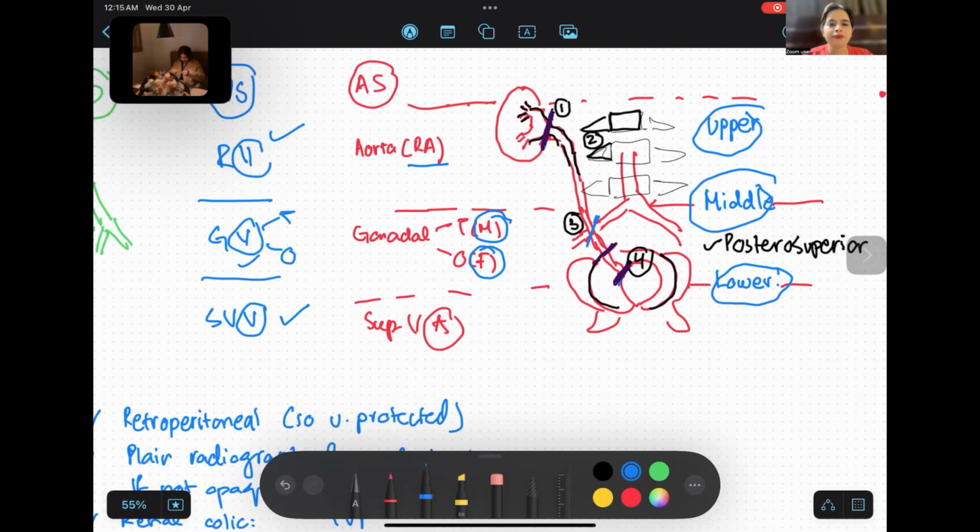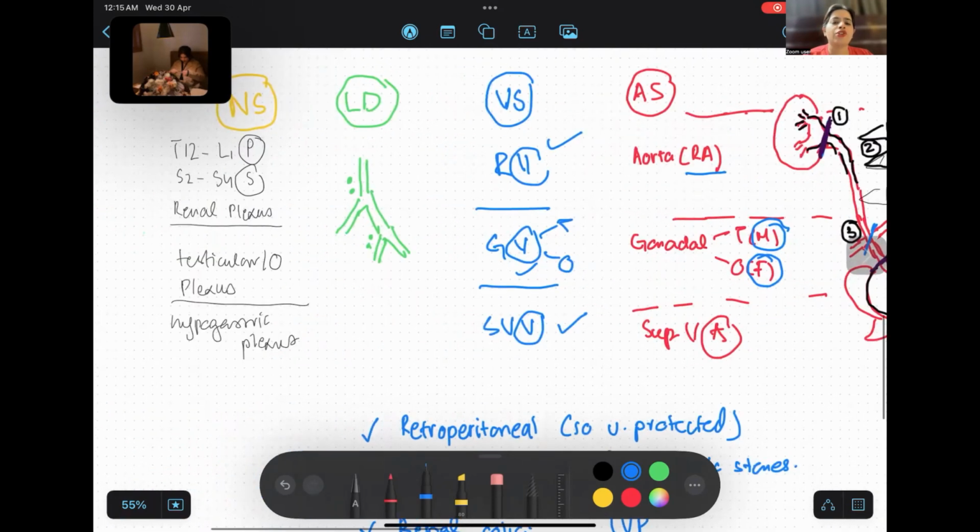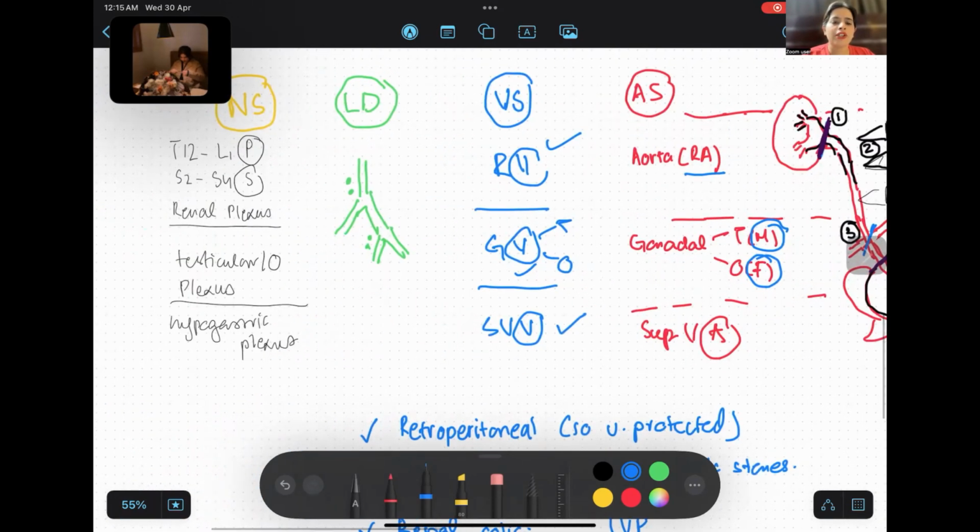The lymphatic drainage is usually para-aortic, or you can say the lateral aortic lymph nodes, right on the lateral sides of the aorta and also on the lateral sides of the iliac vessels. So they drain to the lateral aortic and the iliac lymph nodes.